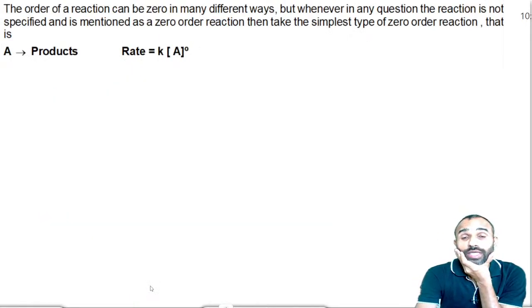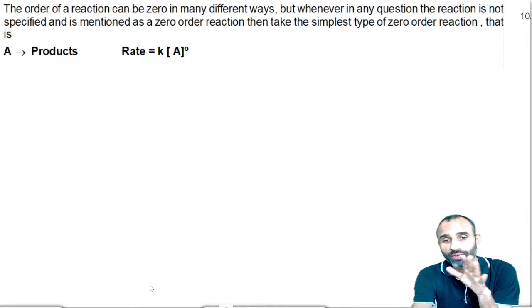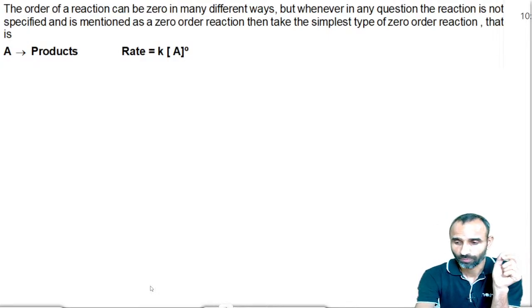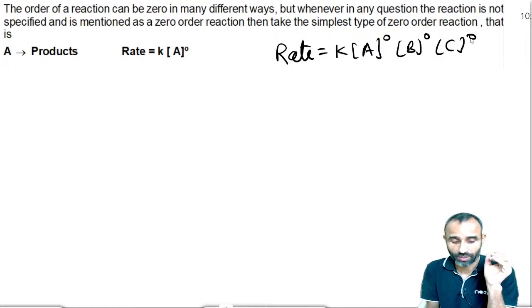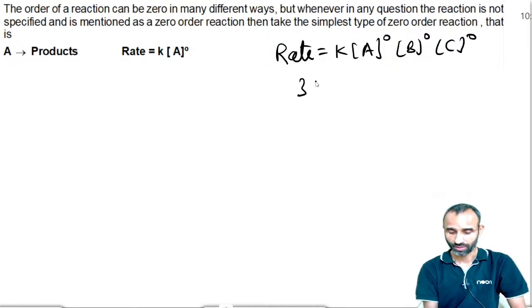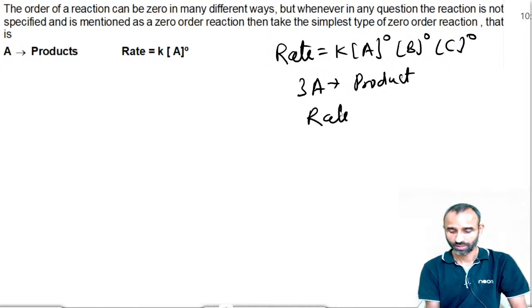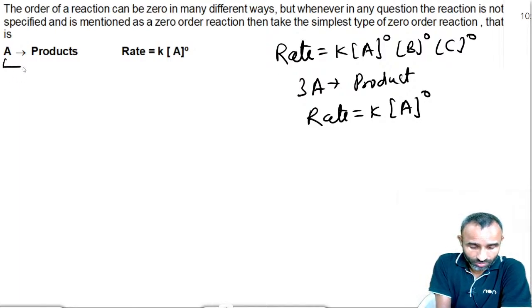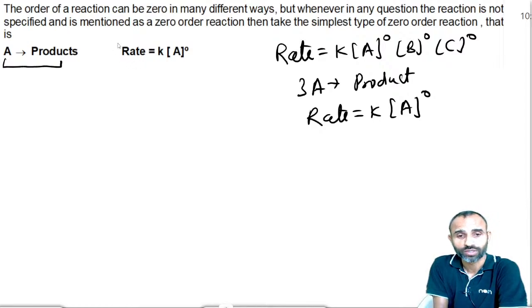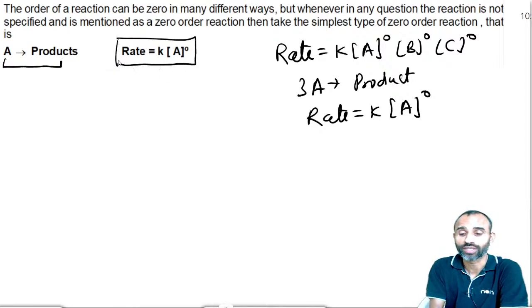Order of reaction can be 0 in many different ways, like rate equal to k, A raised to power 0, B raised to power 0, C raised to power 0. But if nothing is mentioned, you will take it in this way: A gives products and rate equal to k, A raised to power 0.